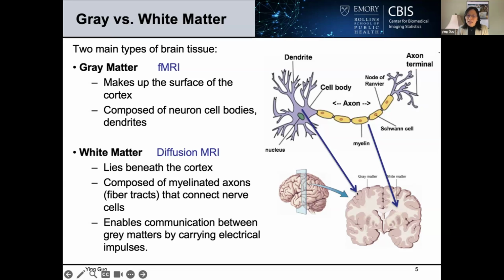We can view the gray matter as a kind of CPU if we view the whole brain as a computer. The gray matter is like the CPU where the neural activity takes place. And the white matter is like the cables where the information is transmitted from one brain region to another brain region. So we use different imaging modalities to study the different tissues. For the gray matter, where neural activity happens, fMRI and other functional imaging is used. For the white matter, diffusion MRI is used to study those white matter fiber connections.